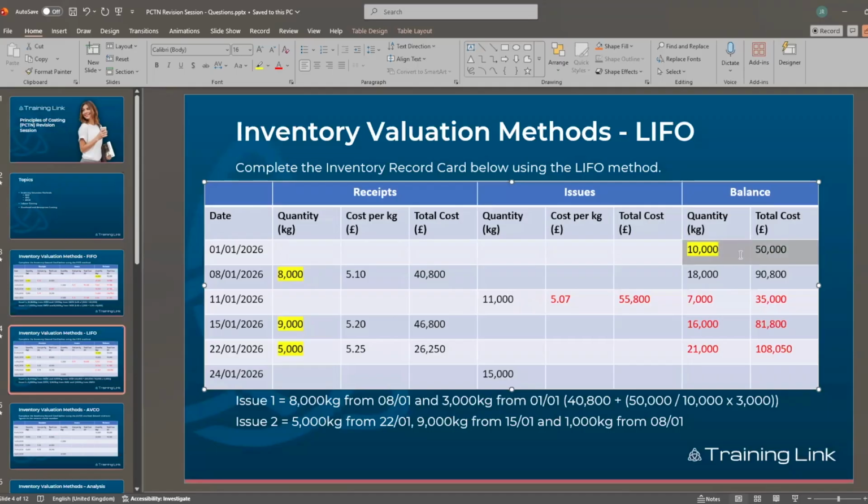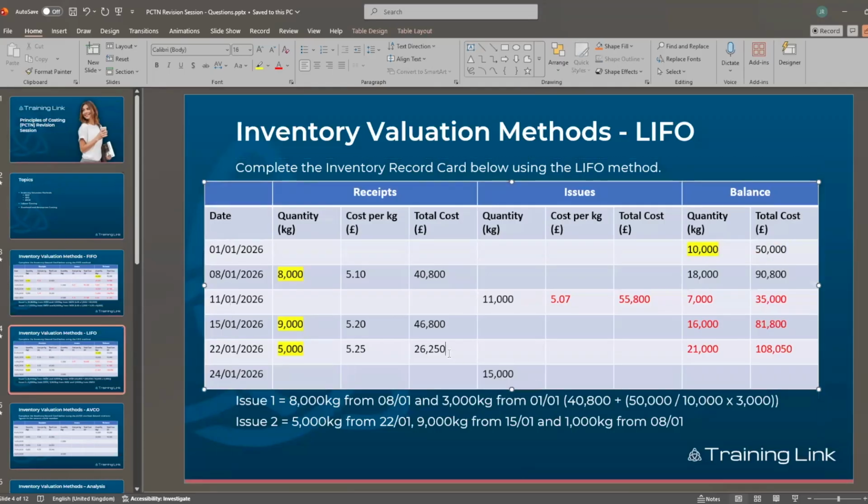Sorry, the balance, because if you remember, we already used the full amount there from issue 1. So really important to remember what you've already used. I myself there nearly fell into the trap. We've already used all of that, so we're taking 1,000 from here instead.